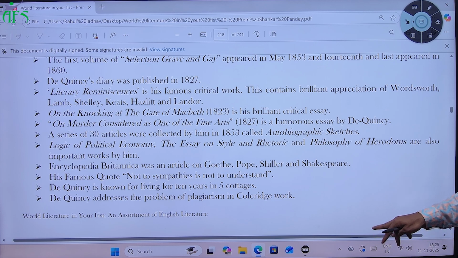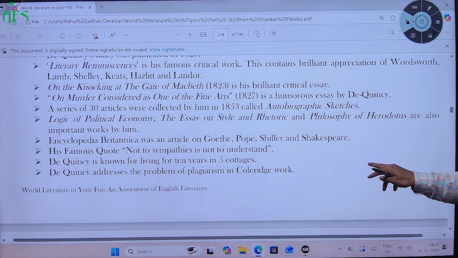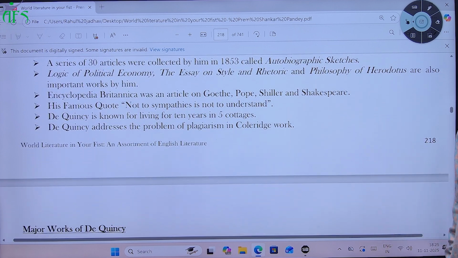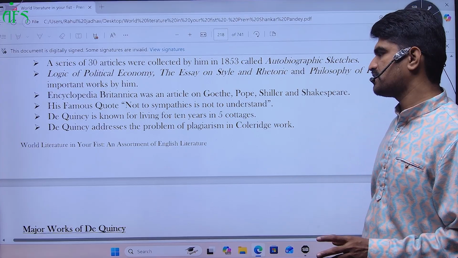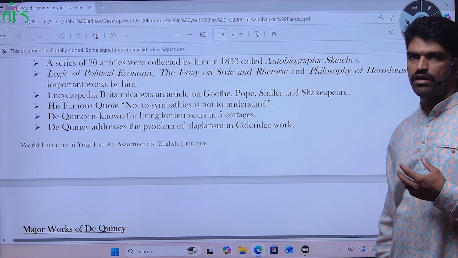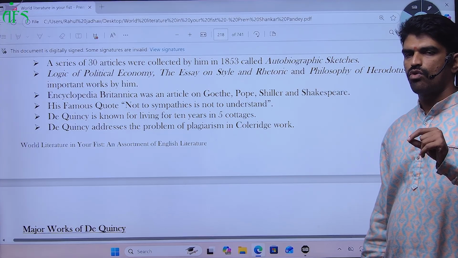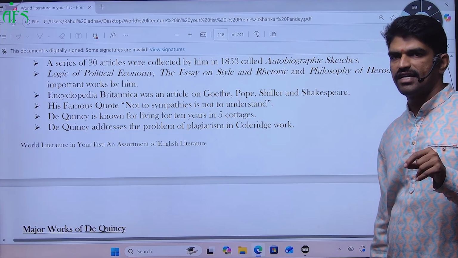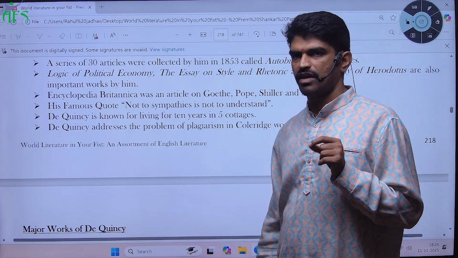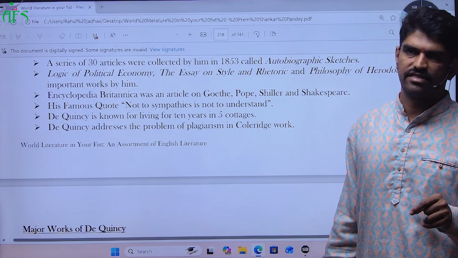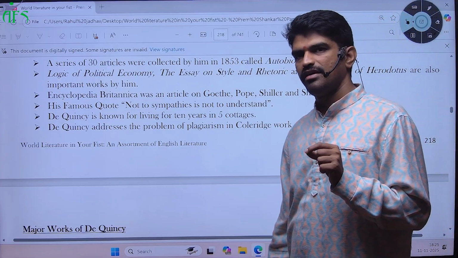A famous quote: "Not to sympathize is not to understand." This is a famous quote. So if you have a question, whose quote is this: "Not to sympathize is not to understand"? William Wordsworth, S.T. Coleridge, Thomas De Quincey, or Thomas Hazlitt? It is definitely Thomas De Quincey.